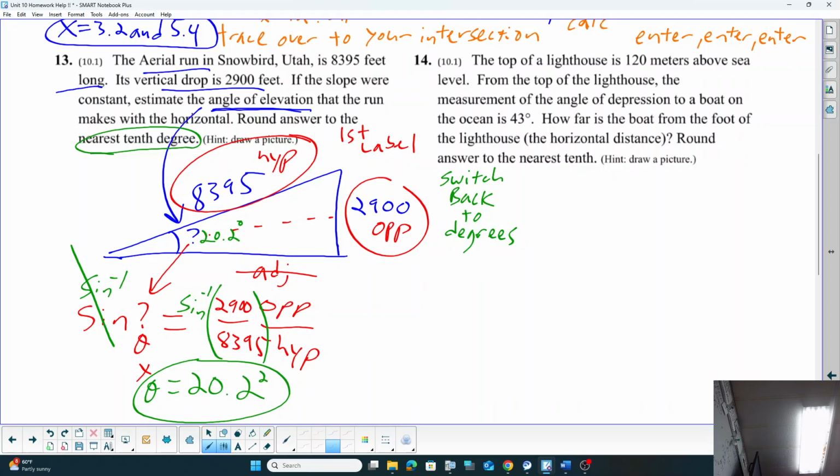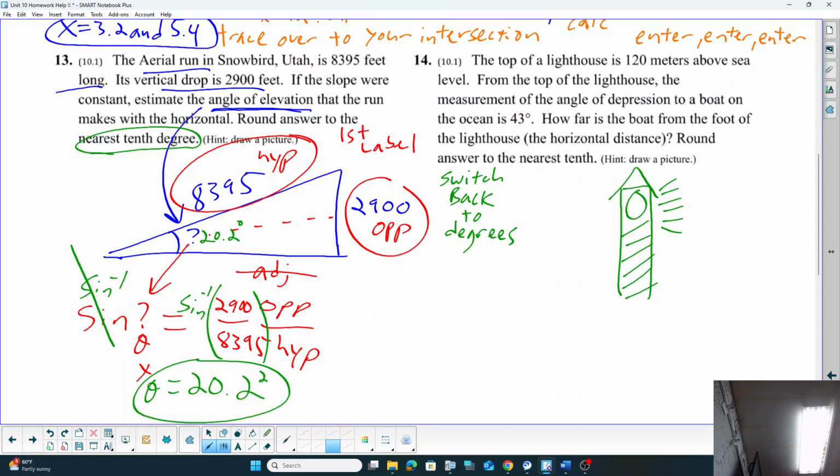Cool. Okay, next one is the top of a lighthouse. The top of the lighthouse is 120 meters above sea level. So here is our lighthouse. What's the worst lighthouse ever, Mr. Newgold? Yeah, lighthouse. I don't know. Okay, so there's our lighthouse. So it's 120 meters above sea level from the top of the lighthouse.